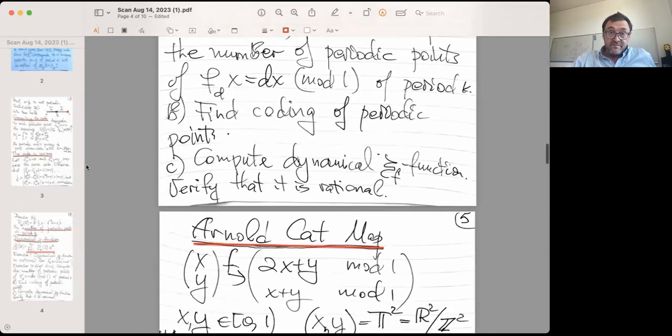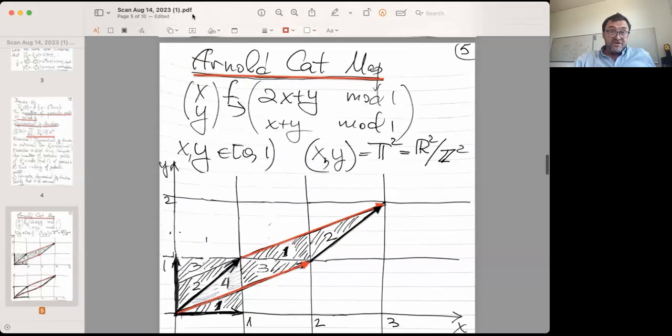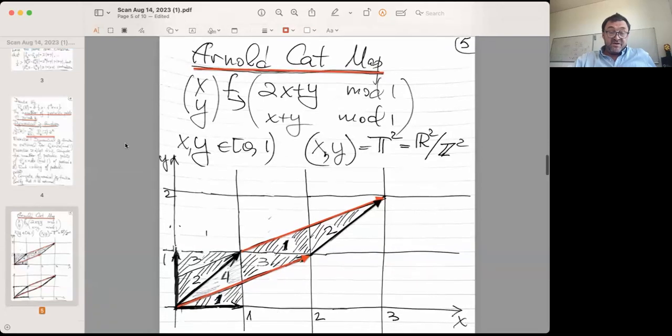Okay. Now we move on to dimension two. So what does it mean, dimension two? I was talking about a map of a circle into itself, and I suggest that you exercise your imagination, because now I'm going to be talking about a map of a two-dimensional torus into itself.